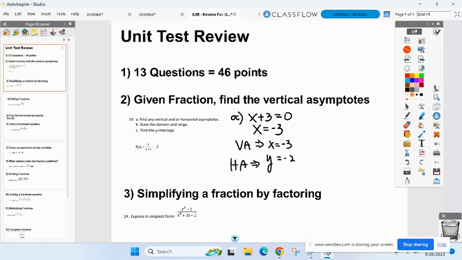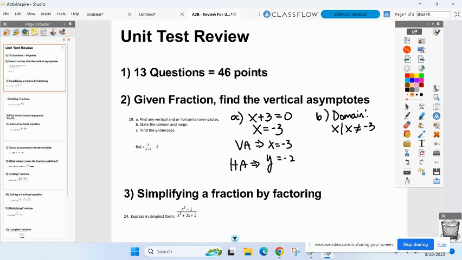From here, if you know the asymptotes, you know the domain and range. That's why I asked for them first. So my domain, what's the domain related to? The vertical or the horizontal? Vertical. So the domain is x such that x cannot equal -3. Domain and vertical always go together.